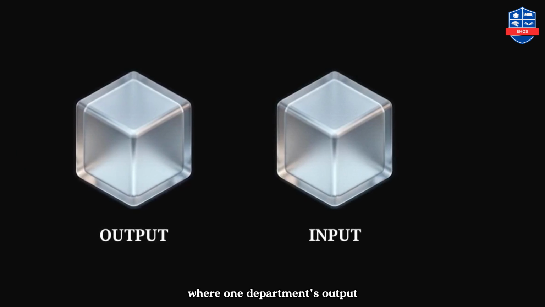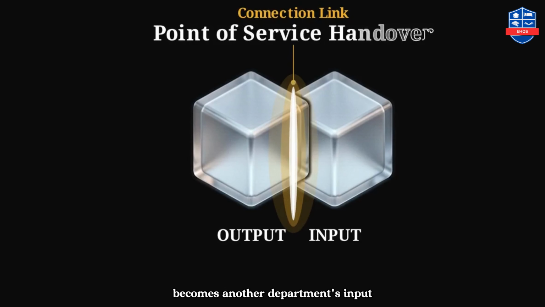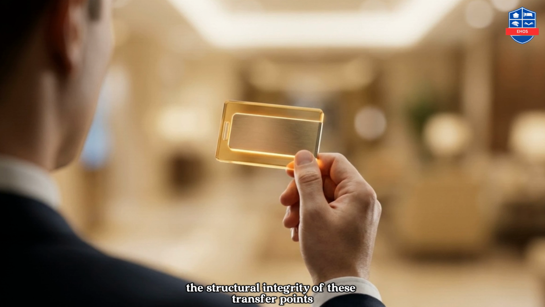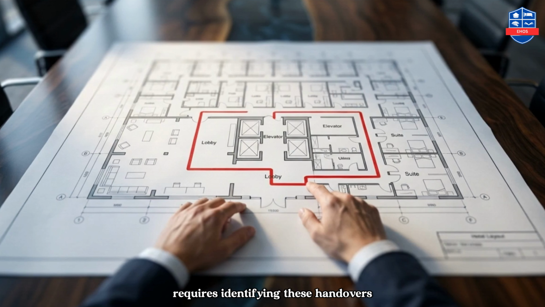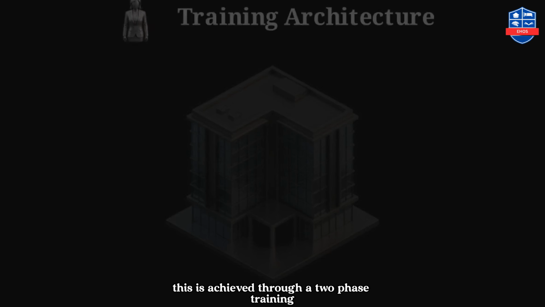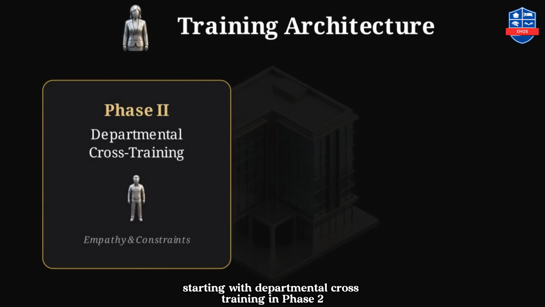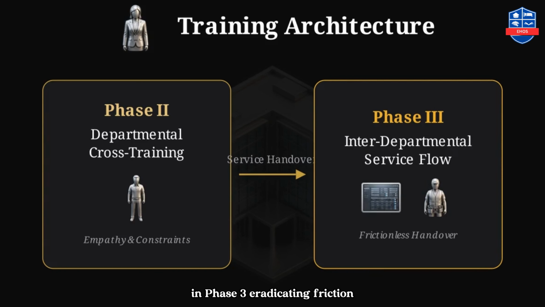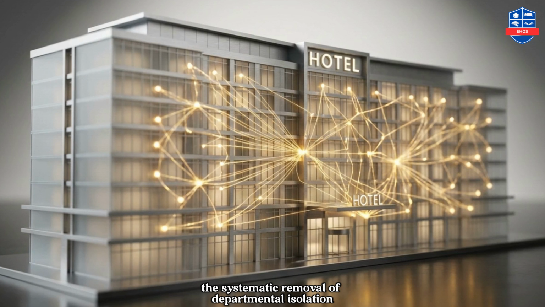The exact seam where one department's output becomes another department's input is the point of service handover. The structural integrity of these transfer points dictates the quality of the overall guest experience. Operational excellence requires identifying these handovers, removing the friction caused by silos, and mapping the guest journey as a continuous flow. This is achieved through a two-phase training architecture, starting with departmental cross-training in Phase 2 and concluding with inter-departmental service flow in Phase 3. Eradicating friction requires the systematic removal of departmental isolation to create a continuous delivery network across the entire property.